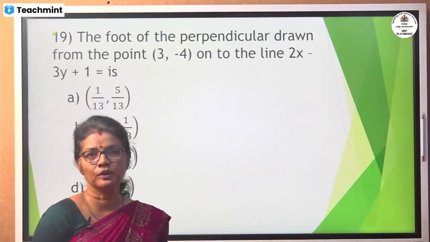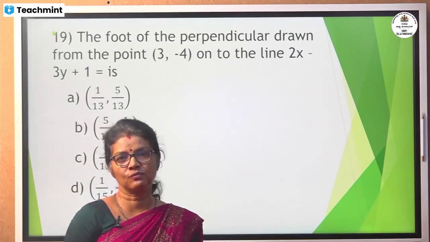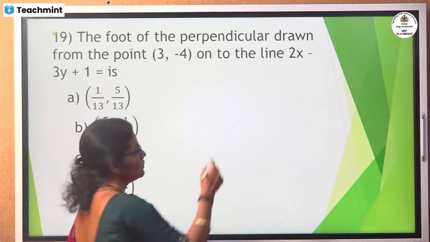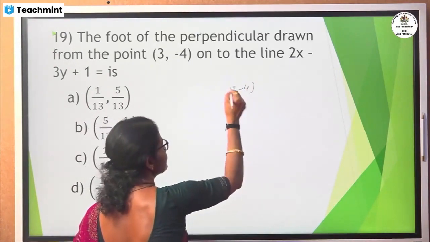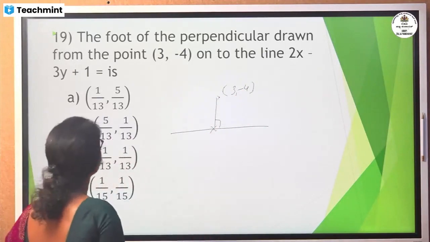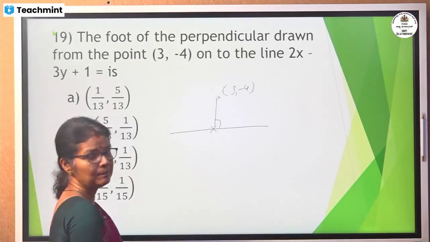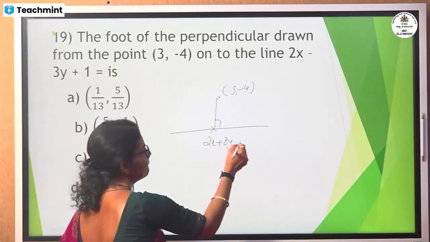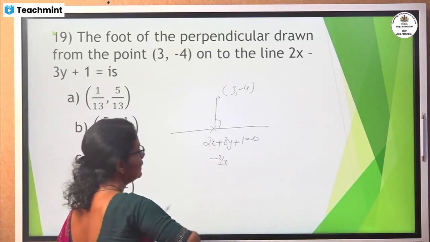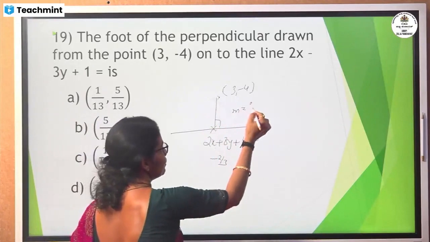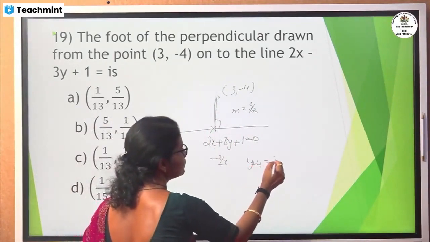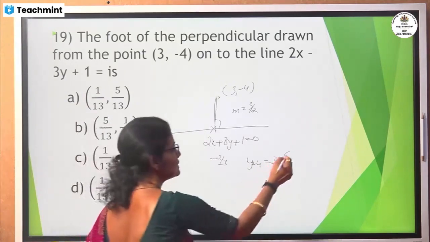Next question. The foot of the perpendicular drawn from the point (3, minus 4) on the line 2x plus 3y plus 1 equal to 0. I'll mark the point (3, minus 4) like this. A line is given, a perpendicular is drawn. You have to calculate this point now. So the equation of the line is given, that is 2x plus 3y plus 1 equal to 0. So the slope of this is minus a by b, minus 2 by 3. So the slope of the perpendicular line is the negative reciprocal of this, that is 3 by 2. So the equation of this line is y plus 4 equal to 3 by 2 into x minus 3.